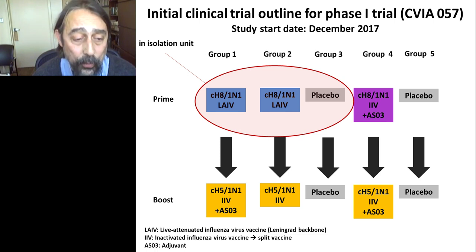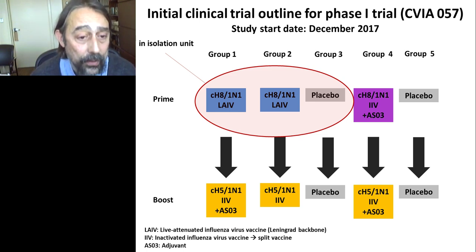The adjuvants are supposed to give better immunogenicity to the vaccine. We have a placebo group, and then we have a group 4 that has inactivated followed by inactivated chimeric vaccines, and a group 5 that is placebo. The live attenuated vaccines we put in isolation units to prevent potential spreading of the live attenuated virus, which in the end we found was not the case. This virus does not propagate between different vaccinated or non-vaccinated individuals.